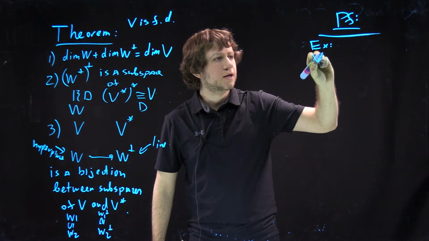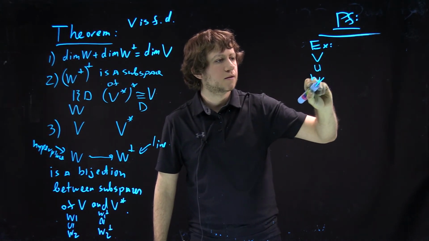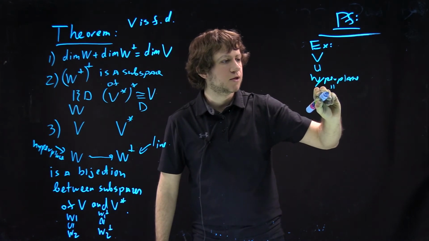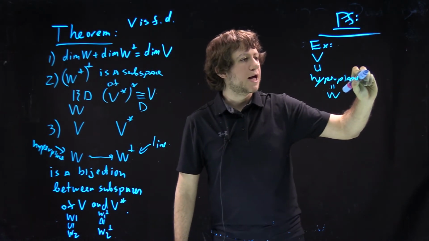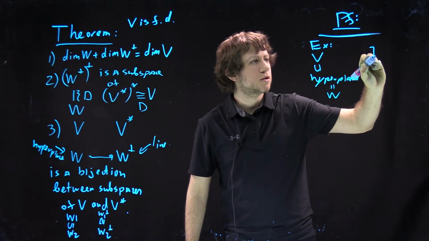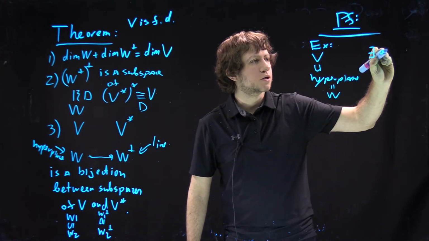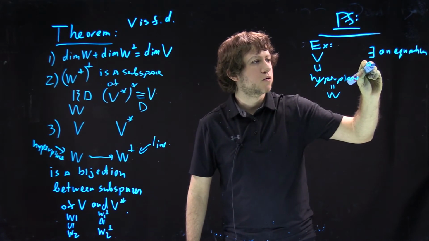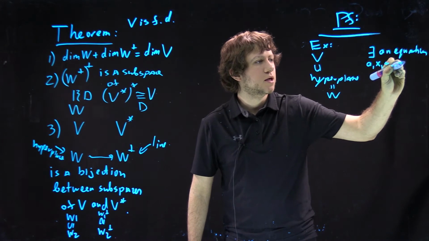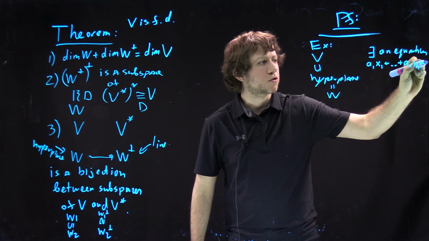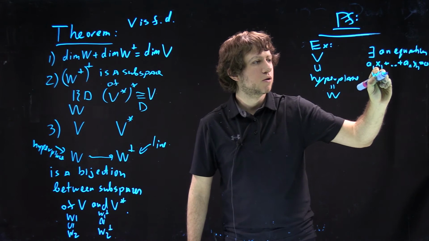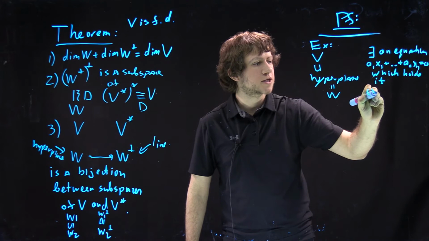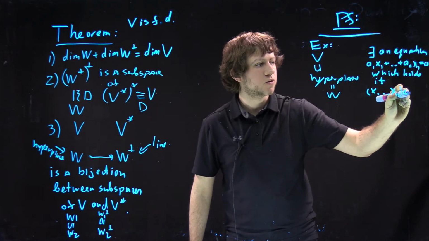So if you take V and inside you take a hyperplane, this is W. Then there exists an equation a1x1 plus and so on plus anxn equal to 0, which holds if and only if the vector x1 up to xn is inside W.